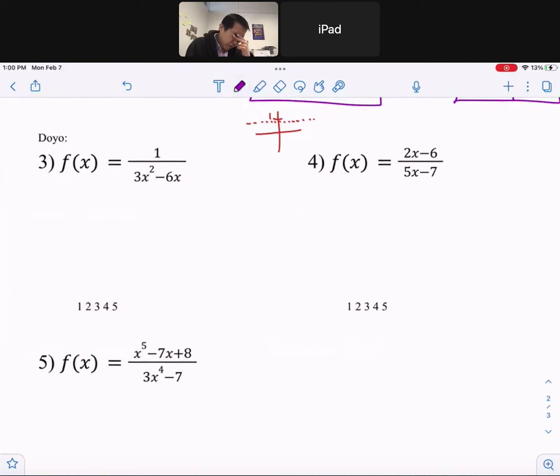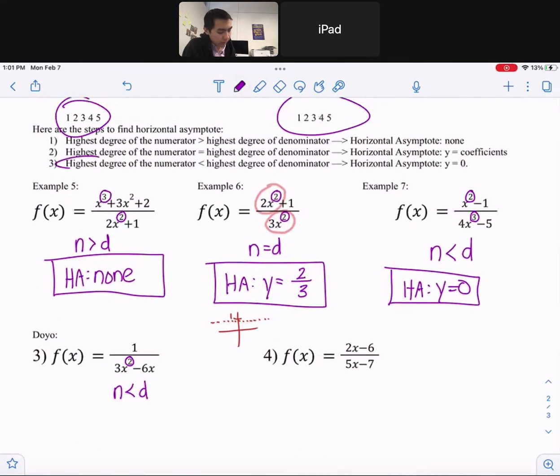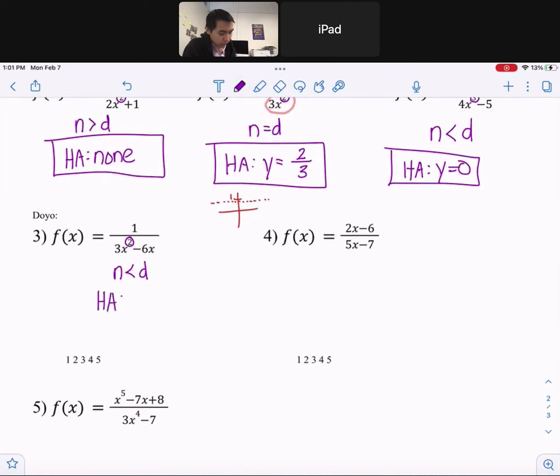Alright, number 3. Now notice, you don't do anything, right? You just keep the original function to find your horizontal asymptote. So this one doesn't have a degree. The top is degree of 0, and that makes sense because there's no variable. So the degree is 0, and your degree on the bottom is 2. So definitely the numerator is less than the denominator, which means this is case number 3. So the horizontal asymptote is y equals 0.